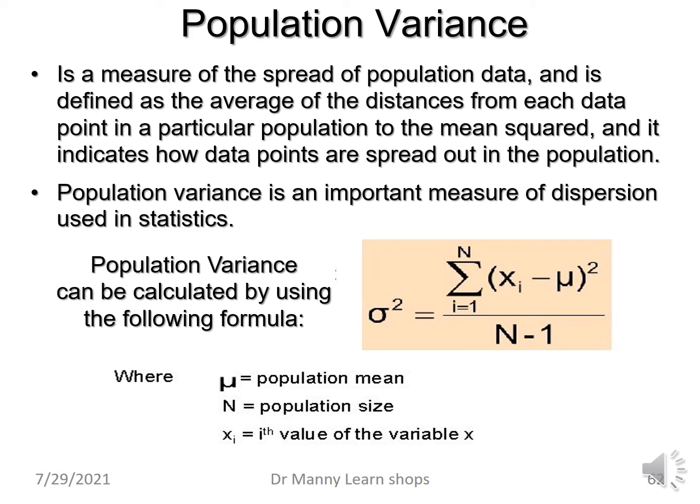Population variance is a measure of the spread of the population data and is defined as the average of the squared distances from each data point in a particular population to the mean, and it indicates how data points are spread out in the population. Population variance is an important measure of dispersion which is used in statistics, and it's calculated by the following formula. The mean, the population size, and the value of the variable.